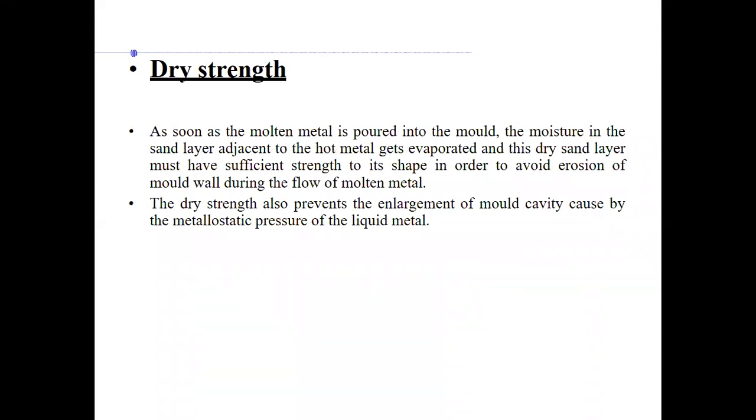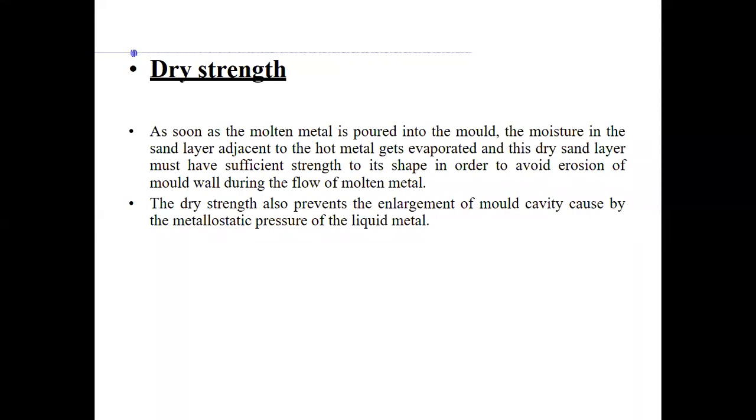Dry strength: as soon as the molten metal is poured into the mold, the moisture in the sand layer adjacent to the hot metal gets evaporated, right? That's thermodynamics going on there. As soon as that molten metal comes into contact with the sand at the surface of the mold cavity, the moisture or the water content in the sand exactly adjacent to that surface gets evaporated, right? And this dry sand layer must have sufficient strength to hold its shape in order to avoid erosion of the molding wall, right?